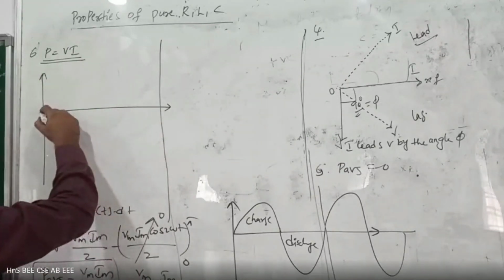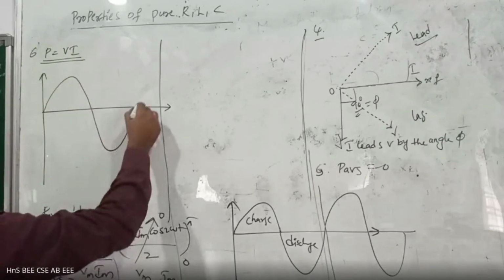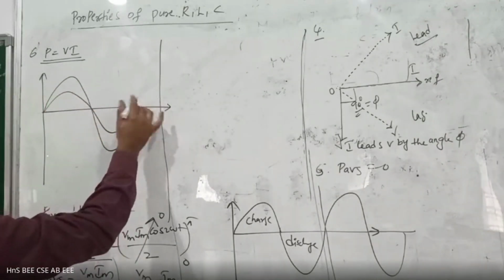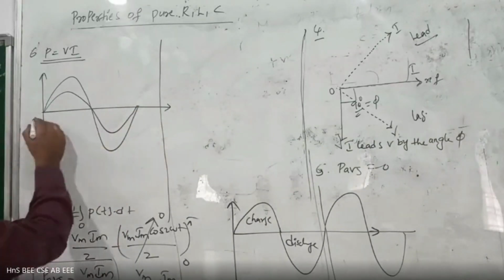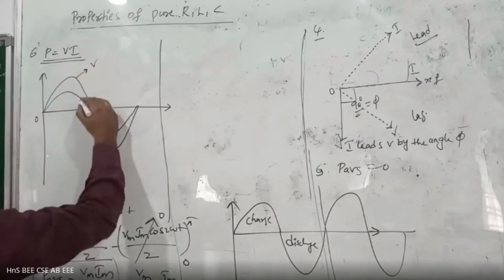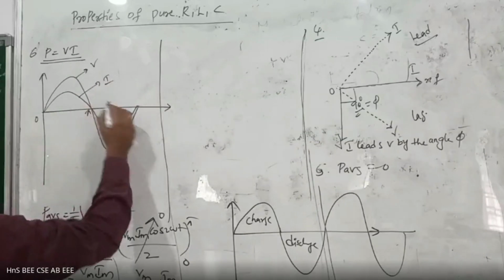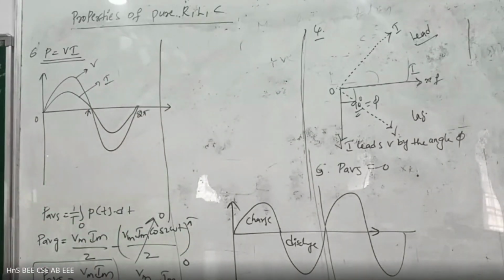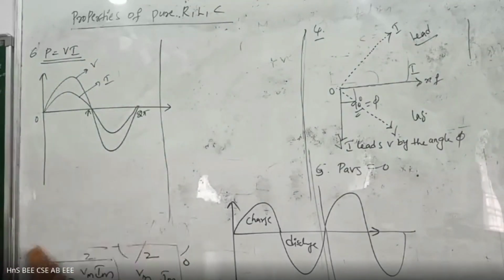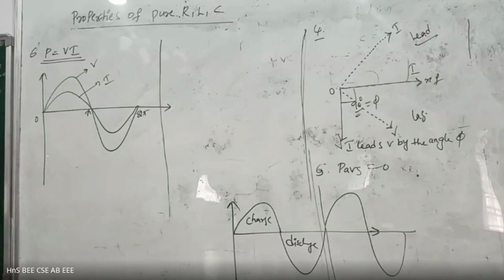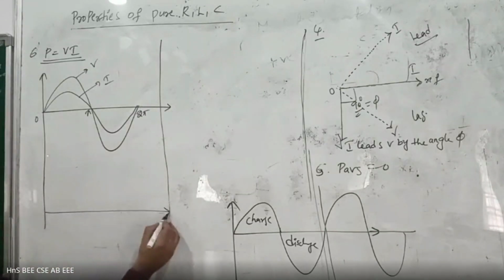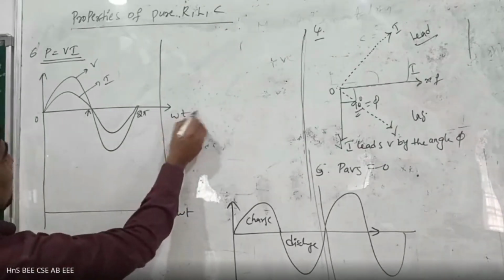The voltage starts from 0 and current also starts from 0. Why? Because both angles are 0 in pure resistor. This is voltage, this is current. This is pi and 2 pi. Now, coming to the power waveform. This is omega t. This is also omega t.